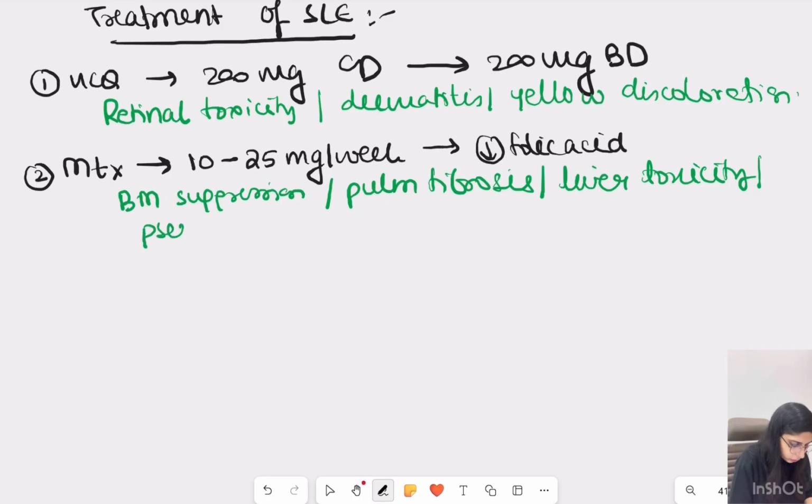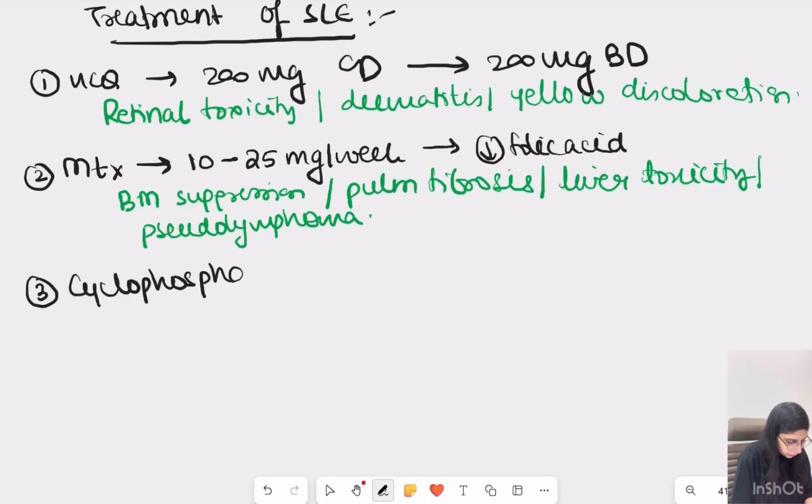And methotrexate is also known to cause pseudolymphomas, where it can lead to enlargement of lymph nodes, and it is not a malignant growth, it is a non-malignant growth because of the medicines. So methotrexate is also known to cause pseudolymphomas. The third is cyclophosphamide.